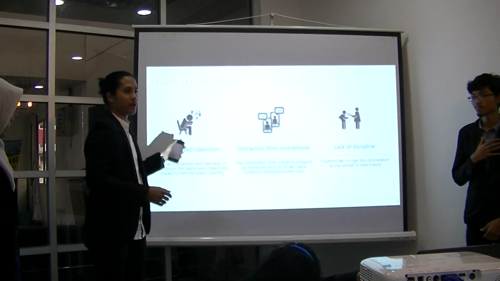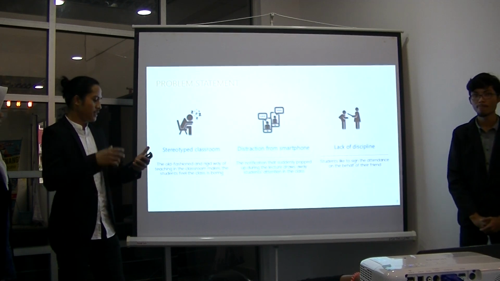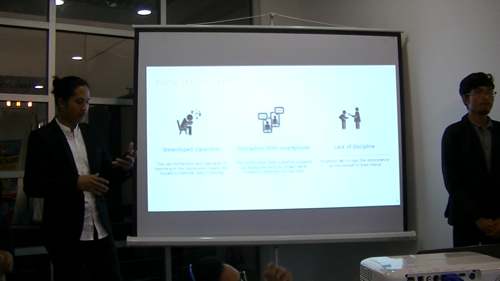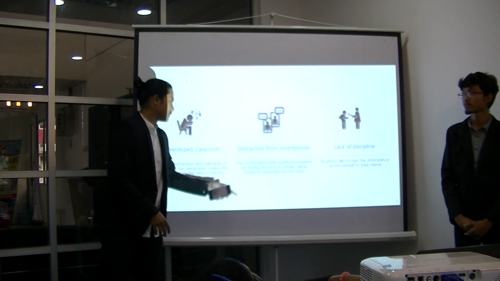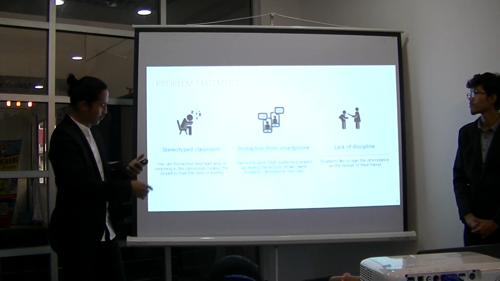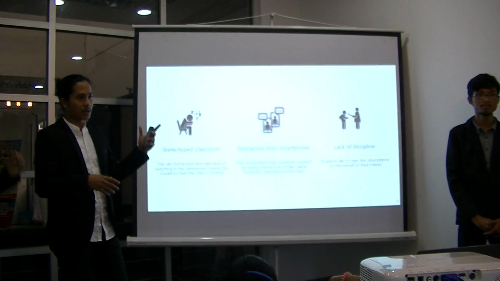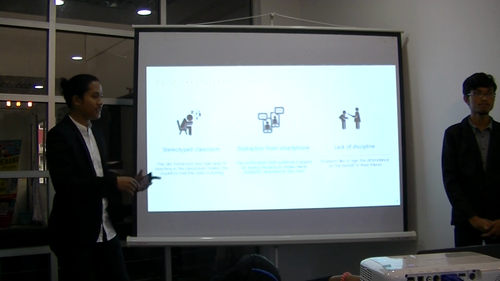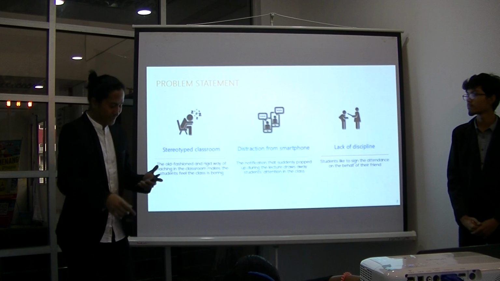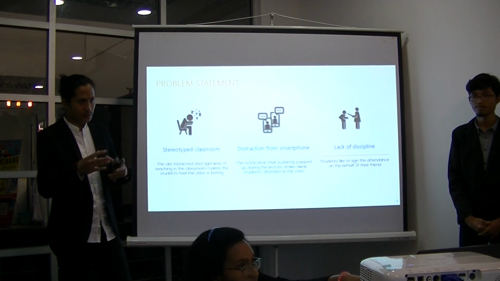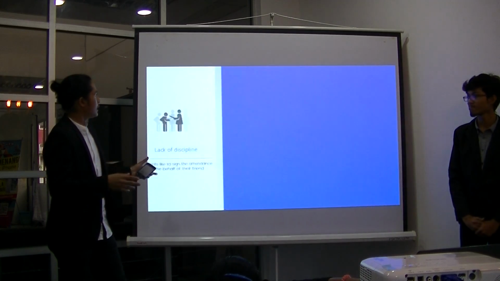So this is the problem segment. The first is stereotype classroom, where there's one-way communication and the lecturer does all the talking. Next is distraction from the smartphone, with constant alerts from social media platforms feeding this distraction. Next is a lack of discipline: we have students signing on behalf of their friends.